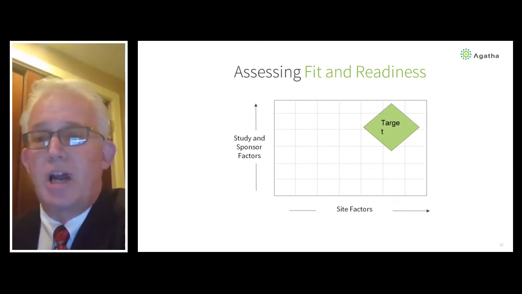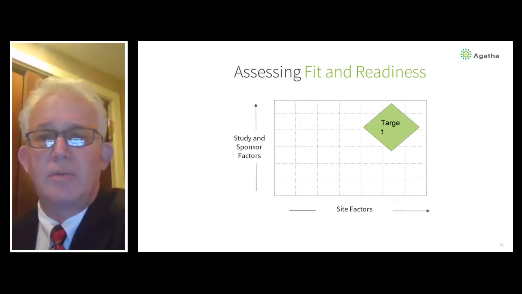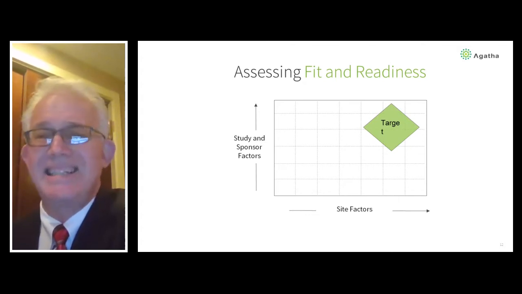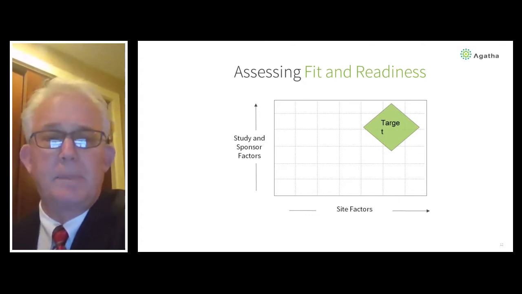And what we want, of course, are high scorers. We want people in the top right who are really good fit from the study and sponsor side, really good fit from the site side, and we don't want low scorers in the bottom left. So this is a way to just take 10 sites or 15 sites and say, is it a good fit? And do a little bit of structured scoring.